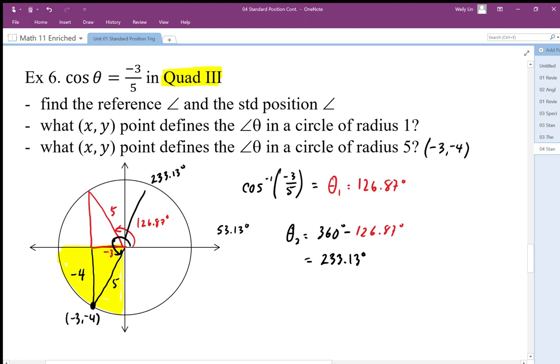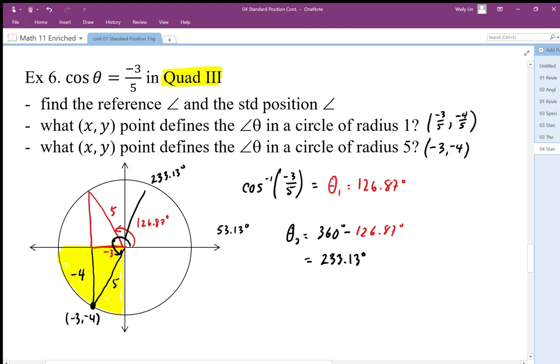It also asks, what's the position on the circle of radius 1? Well, circle radius 1 means that the cosine value is my x value, my x coordinate, my x position. So negative 3 over 5 is my position on a radius 1 circle. The cosine value becomes my x position. The sine value becomes my y position. So my sine value is going to be negative 4 over 5. So in a radius 1 circle, it's going to be that point right there.